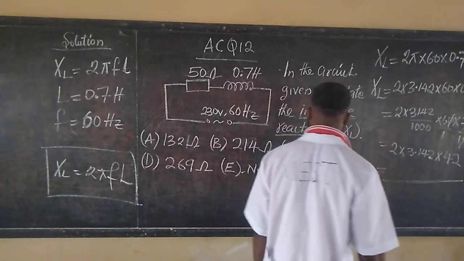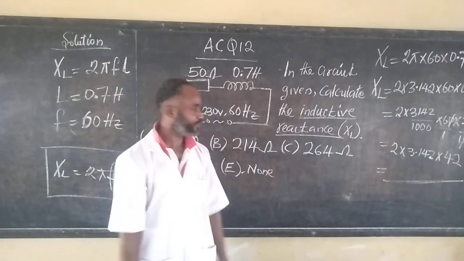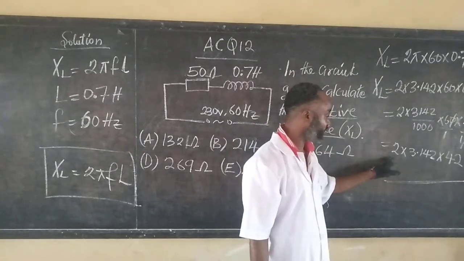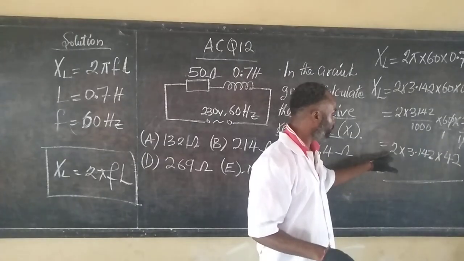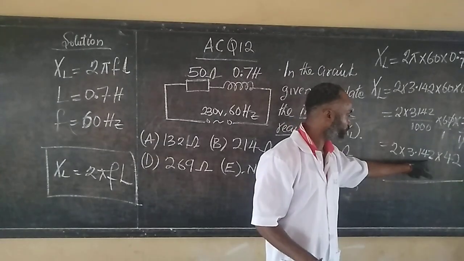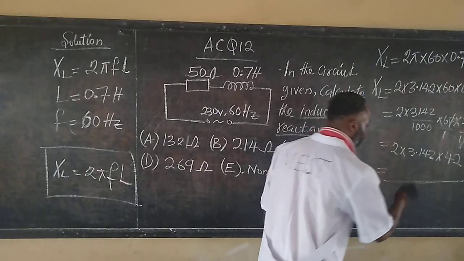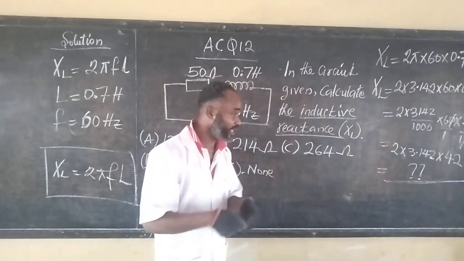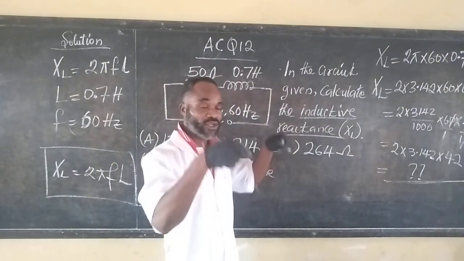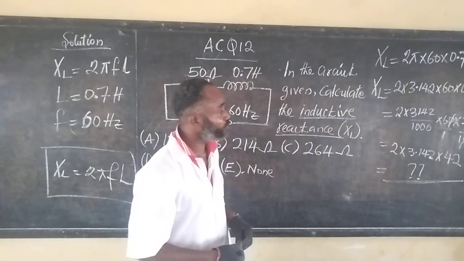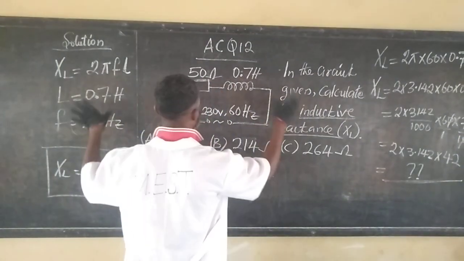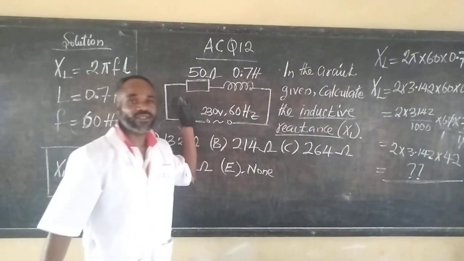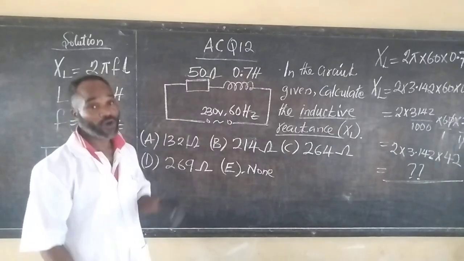I want to leave the remaining part for you. What you need to do is just press on your calculator 2 times 3.142 times 42. Whatever it gives you, put it in the comment section. You must have solved it, then comment it in the comment box, showing that you've really understood how to find the inductive reactance of an inductor connected in series with a resistance of 50 ohms.